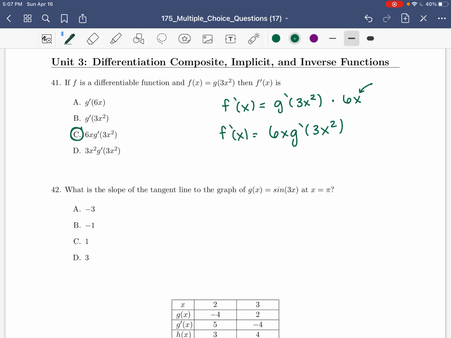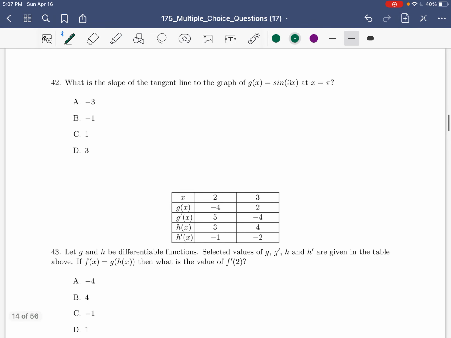All right, next, what is the slope of the tangent line for the graph g of x equals 3 sine x at x equals pi? So if we look at g of x, we know slope means we need the derivative. So g prime of x, derivative of the outside, so our outside function here is sine, meaning the derivative of it is cosine. My bad. And then the derivative of the inside is just going to be 3.